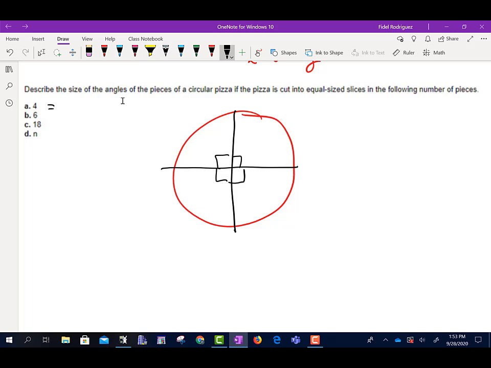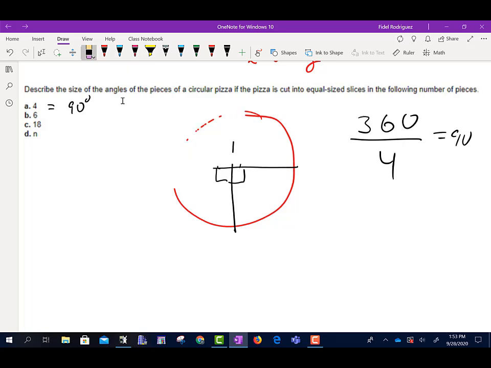So wouldn't those angles each be 90 degrees? Okay. And again, how did I do that? Think about it this way, guys. Remember, the whole circle is 360. If we take 360 and divide it by 4, we get 90. Okay. So now, let me erase this. And let's do part B.